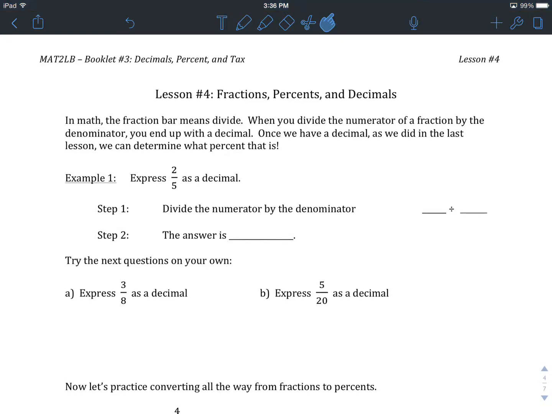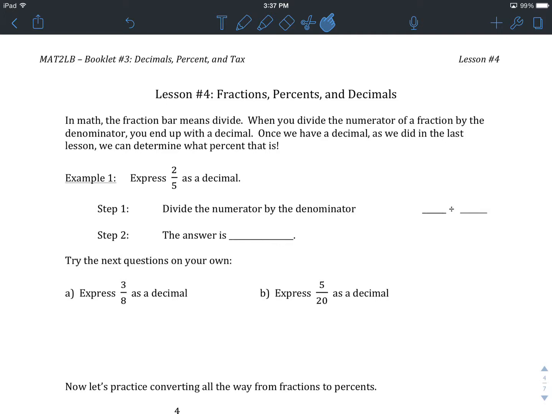Welcome to MAT 2LB, booklet number 3, decimals, percent, and tax, lesson number 4, fractions, percents, and decimals. By introducing fractions, percents, and decimals, all three together, the goal of the lesson today is to talk about how to convert from these three discrete forms smoothly.